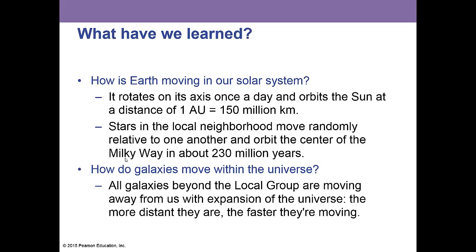Stars in the local neighborhood move randomly relative to one another and orbit the center of the Milky Way in about 230 million years. The galaxies beyond the local group are moving away from us with the expansion of the universe. That's something that Edwin Hubble, a Marshfield, Missouri native born in 1889, discovered. The more distant they are, the faster they're moving.